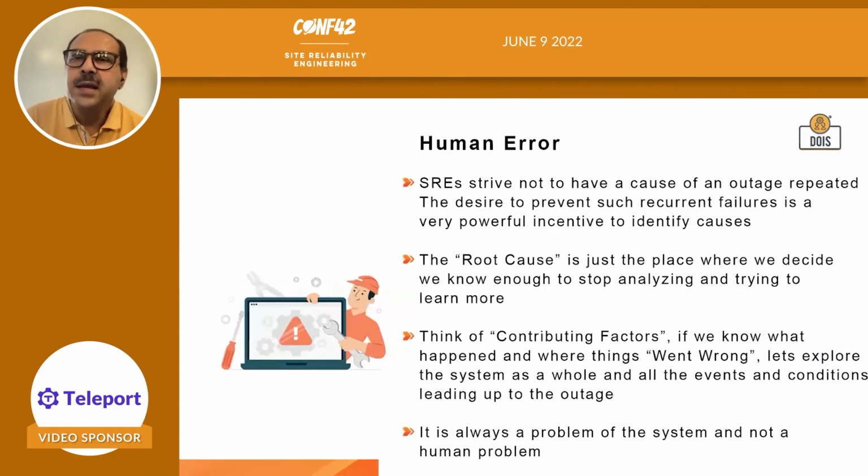As I said, everything is a systems problem, not a human error. So SREs will strive not to have the cause of an outage repeated. That means there is no learning. The desire to prevent such recurrent failure is a very powerful incentive to identify causes. So SREs are responsible for reliability. That means the same failure should not happen for the second time. That's the learning that they are talking about.